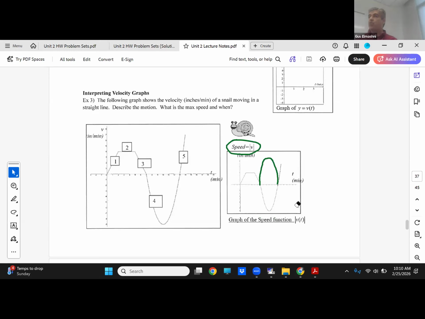Absolute value around the equation is a transformation that converts all the negative y values to positive y values. And the positive y values just stay positive. Of course, that doesn't change. Okay.